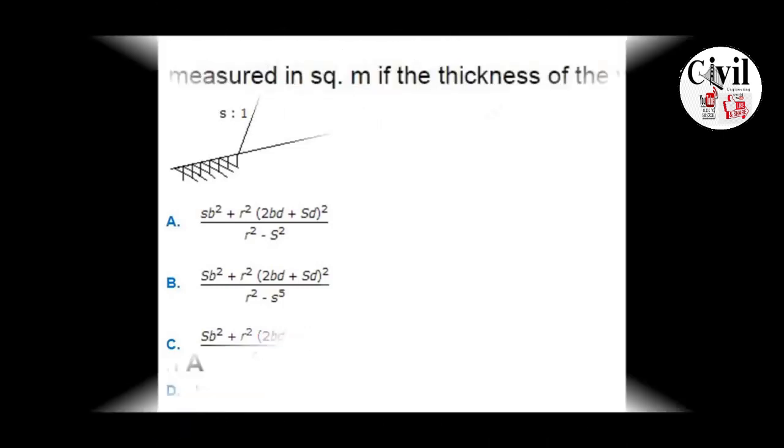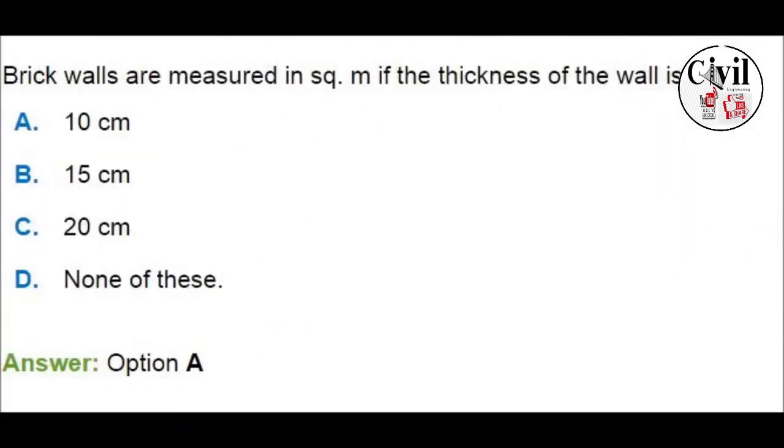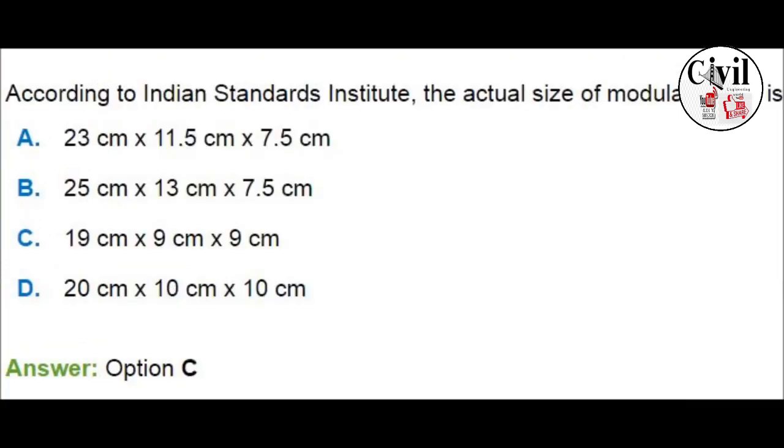That's fine. Brick walls are measured in square meter if the thickness of wall is 10 centimeter. So A is the correct answer in our case. Okay, that is fine. Let's move to the next one.